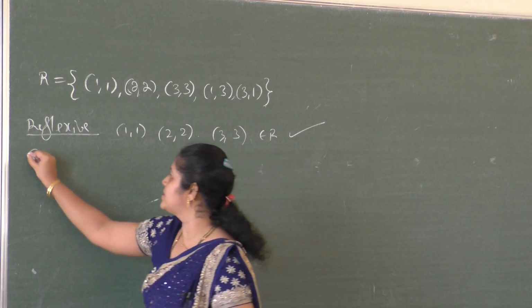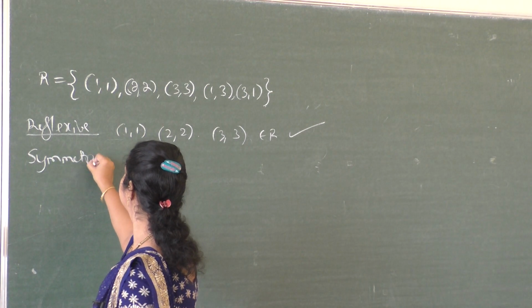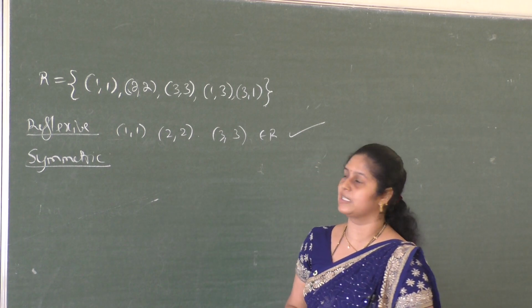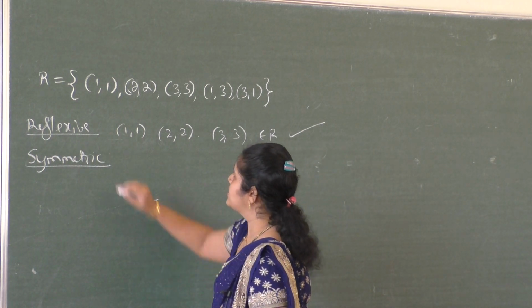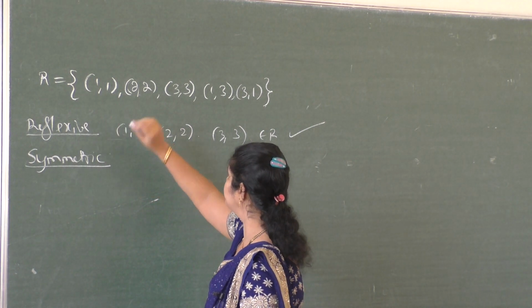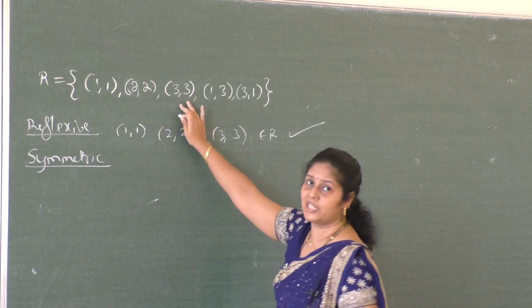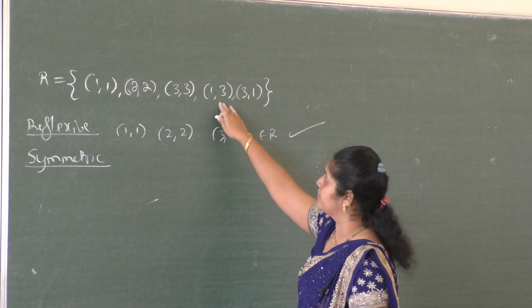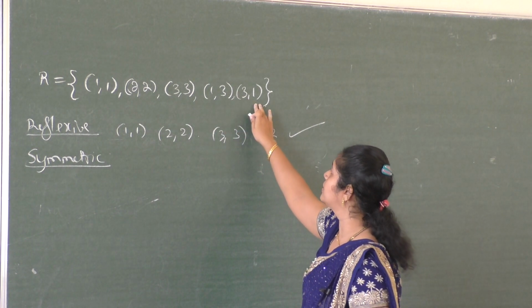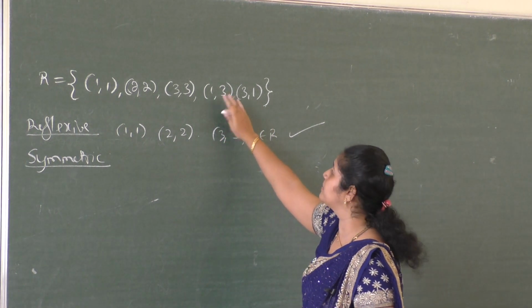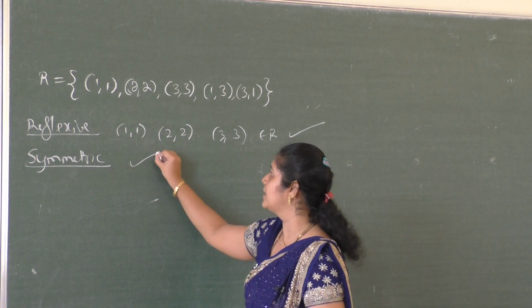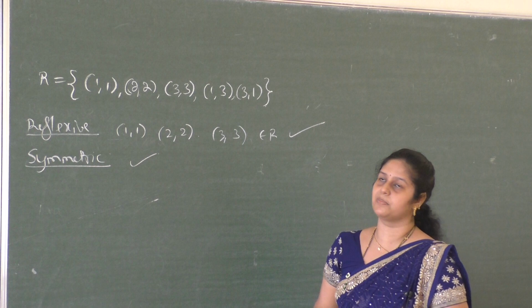Now, symmetric. What about this relation? Whether this relation is symmetric or not a symmetric relation? Okay, you can see (1, 1): (a, b) and (b, a) is also the same. Similarly for (2, 2), (3, 3). Now (1, 3) is there and (3, 1) is there. So (1, 3), (3, 1): (a, b) belongs to R, and (b, a) is (3, 1). That is also there. Therefore, this relation is a symmetric relation.